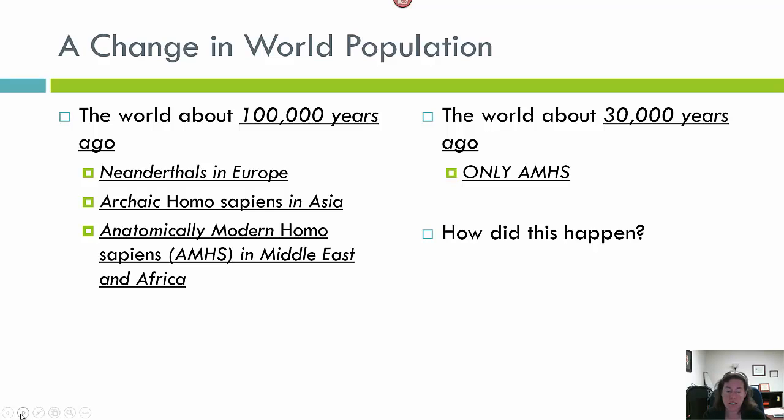By 30,000 years ago, much of this diversity had disappeared, and the only hominid species left was anatomically modern Homo sapiens. The question is, how did this happen? What happened to the Neanderthals? What happened to the archaic Homo sapiens? Why did anatomically modern Homo sapiens survive versus the others?